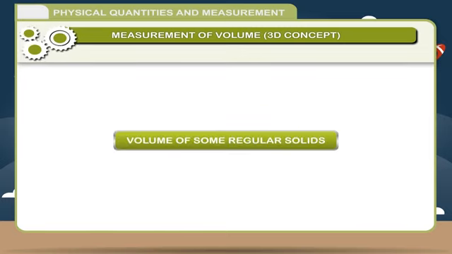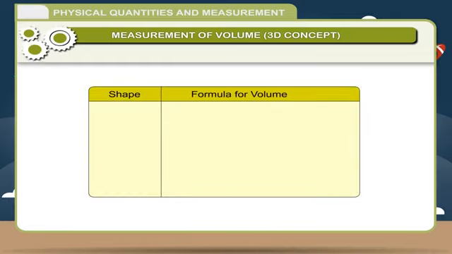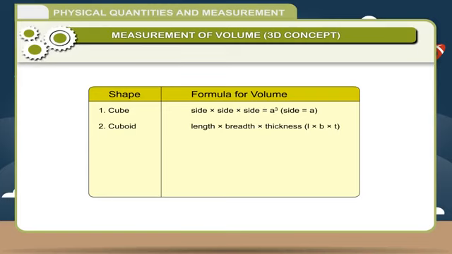Volume of some regular solids. Shape, formula for volume. 1, cube: side into side into side, where side is equal to a. 2, cuboid: length into breadth into thickness, L into B into T. 3, cylinder: pi r square h. 4, sphere: 4 by 3 pi r cube. 5, cone: 1 by 3 pi r square h.